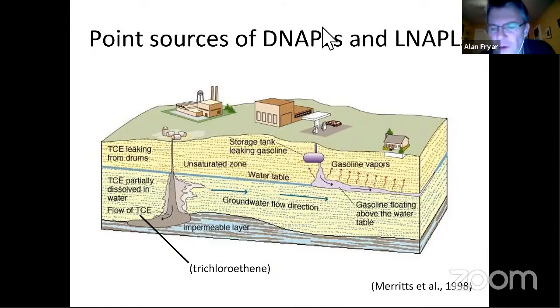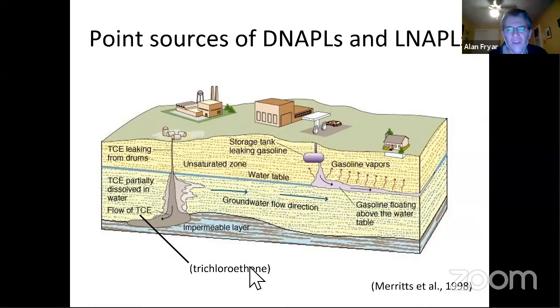Okay, this is a cartoon from one of the introductory textbooks that I used to use. And this shows an example of contamination by dense non-aqueous phase liquids, or DNAPLs, and light non-aqueous phase liquids. So to the left is a scenario where there's a factory and maybe there were drums filled with trichloroethylene or trichloroethene. Sometimes we write it with the YL, sometimes we just leave the YL out.